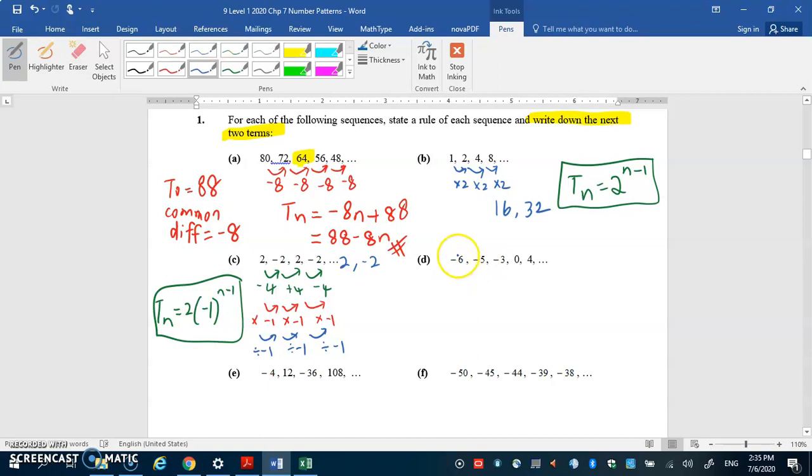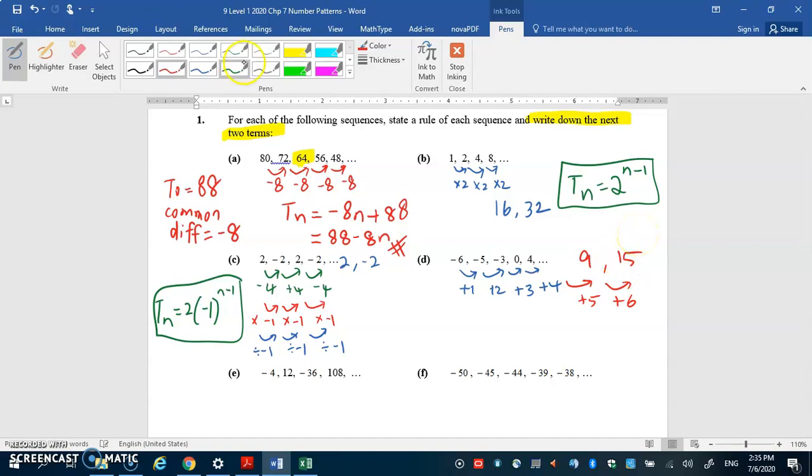Okay, moving on to part D. Part D, you have negative 6, negative 5, negative 3, 0, and 4. Once again, there's no common difference. This is a plus 1, then this is a plus 2, this is a plus 3, and this is a plus 4, and so on. If you can see this pattern, the next two numbers will be a plus 5 and a plus 6, so it will be 9, 15.